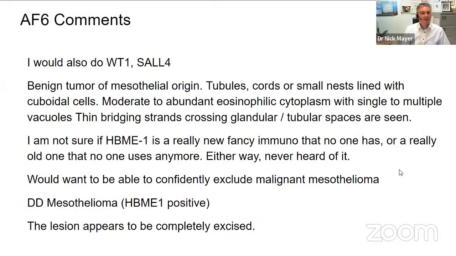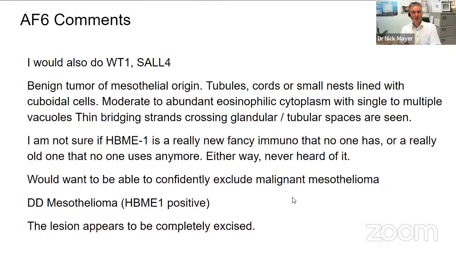And these are the free text comments. This is all of them, so there weren't very many. A few people wanting to do extra immuno. This is my favorite comment of this case. In fact, my group of cases.